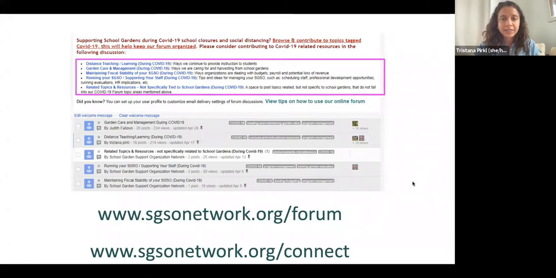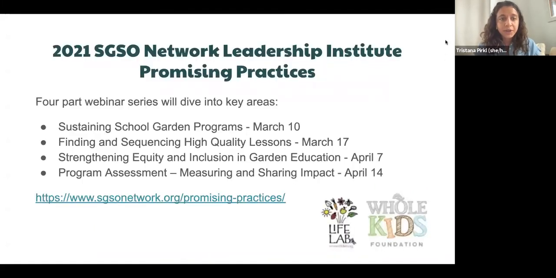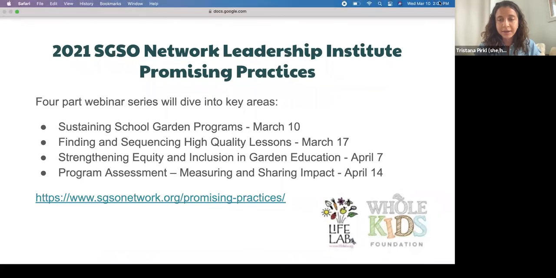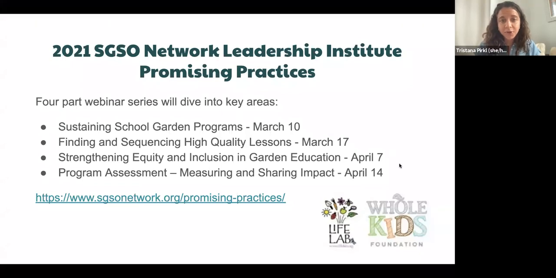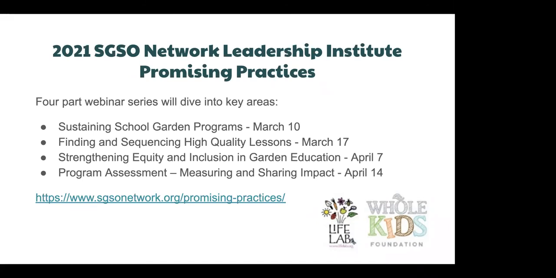And then specifically today, if you want to go to the next slide, we are diving into the Promising Practices series. This series is coming out of our first ever virtual SGSO Network Leadership Institute. We've done about 5 in-person leadership institutes in the past. Because of our current time, we just wrapped up a virtual institute, diving into working groups in these 4 key areas of sustaining school gardens, finding and strengthening high quality lessons, strengthening equity and inclusion, program assessment, measuring and sharing impact. Those 4 categories had 4 separate working groups.